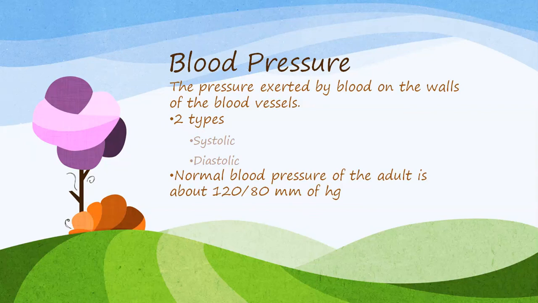Now, blood pressure. The pressure exerted by the blood on the walls of the blood vessels is known as blood pressure. It is of two types, systolic and diastolic. And normal blood pressure is about 120 by 80 mm of Hg in healthy individuals, or let's say adults.